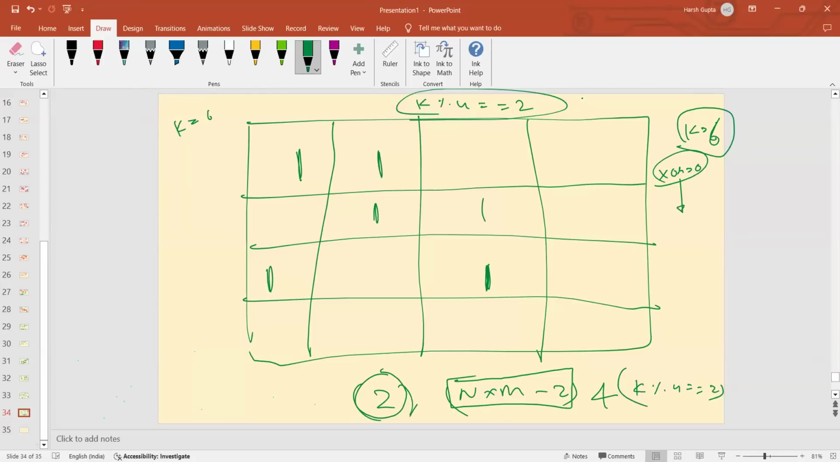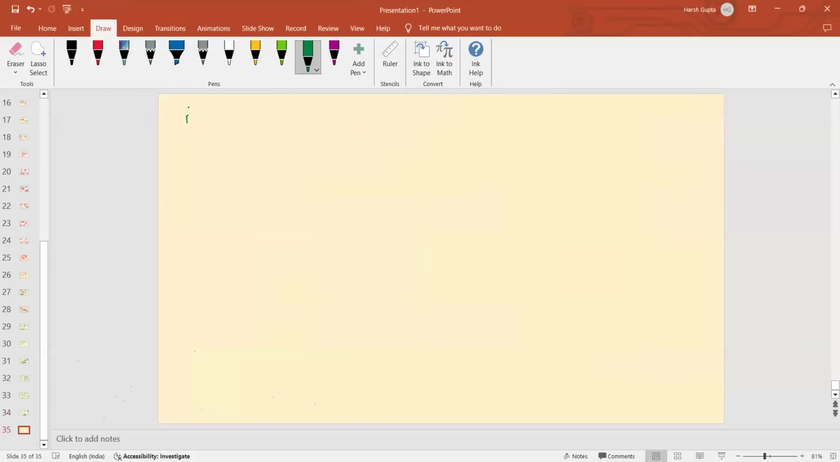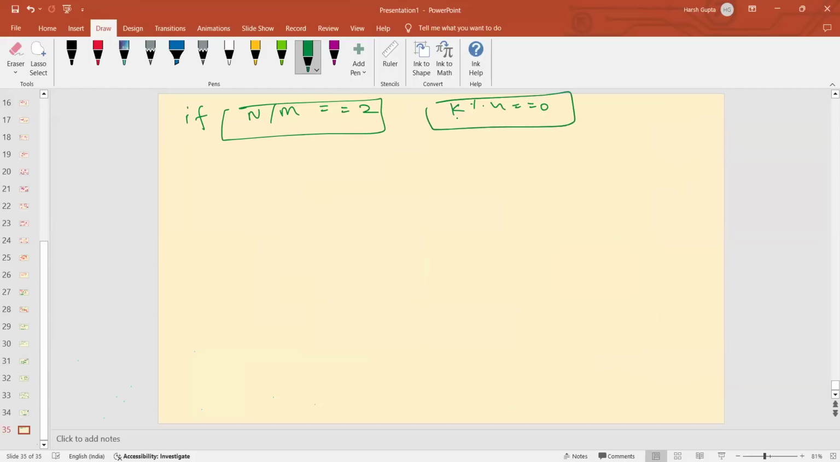So that was actually the logic behind this question: if any of n or m is equal to 2, in that case only for k modulo 4 equals 0 we are getting the ugliness value as 0. And for all other k modulo 4 equals 1 or 2 or 3, we are always getting the ugliness value as 2. So we can say that if any of n or m is equal to 2, my answer will be 3 by 4th of nm.